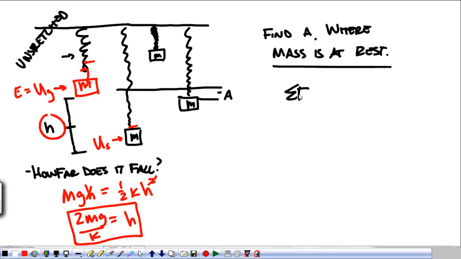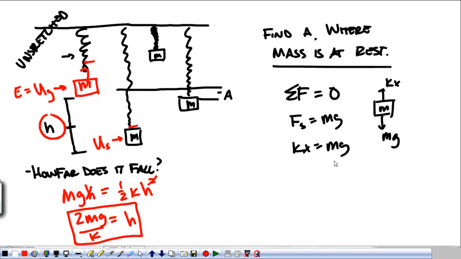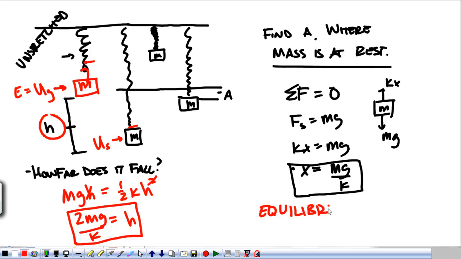So when the mass is at rest, the net force acting on it is 0. Pulling up, we have kx. Pulling down, we have mg. So we can say that force of the spring is equal to the weight, or kx is equal to mg. So x is going to be mg over k. And we see that this equilibrium point, and let's call it that, this equilibrium point is halfway when compared to how far down this thing goes. Something to think about.